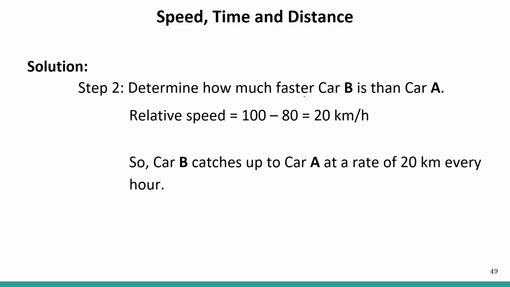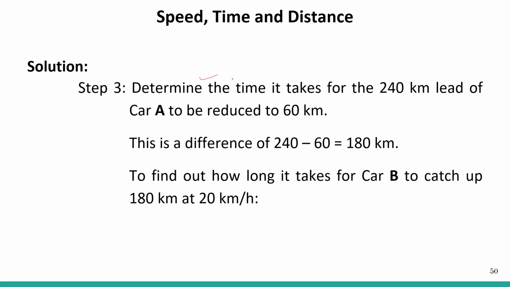So determining how much faster car B is than car A. So relative speed will be what? 100 minus 80 is equal to 20 km per hour. So car B actually catches up to car A at a rate of 20 km every hour. Okay, so every hour B catches up 20 km on A. So their distance becomes less by 20 km.